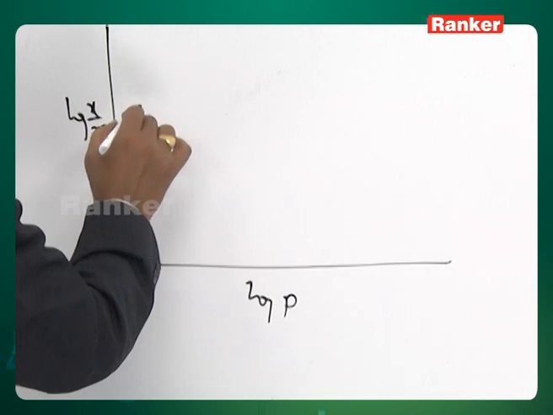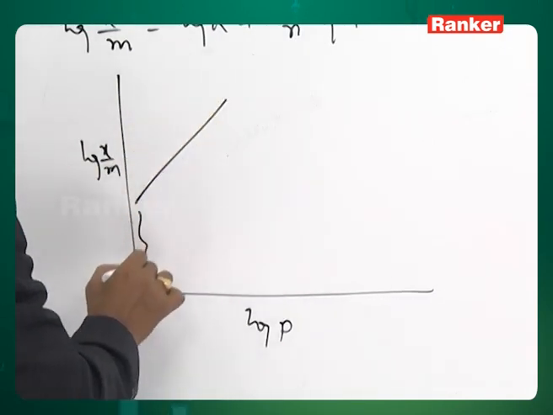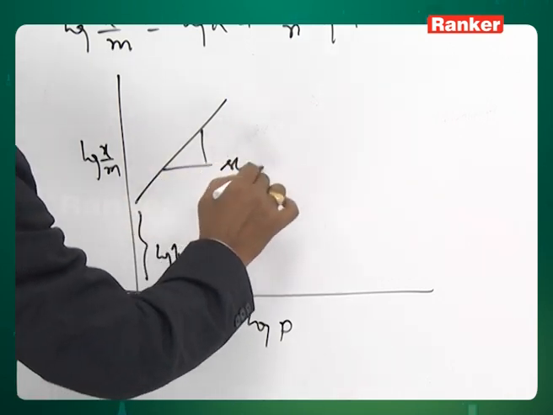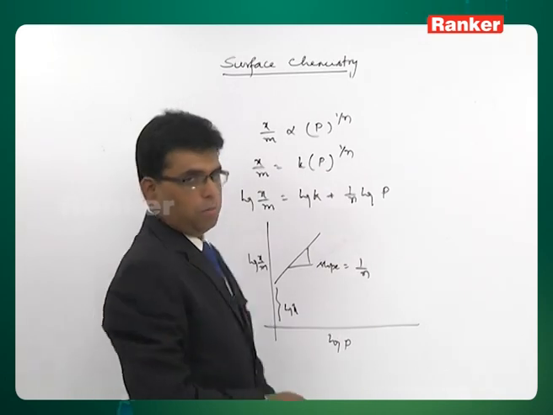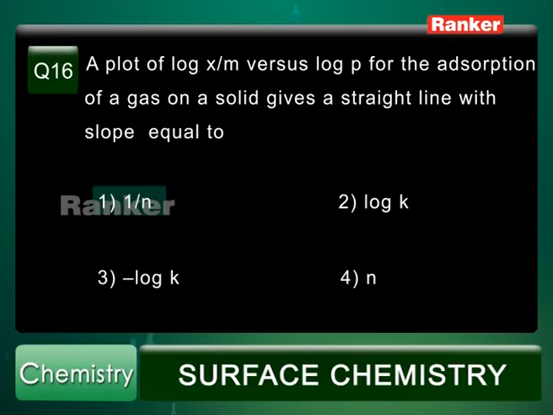then you will get a straight line like this, where the intercept is equal to log k and the slope is equal to 1 by n. So, the slope is equal to 1 by n. So, the correct answer here is option 1.